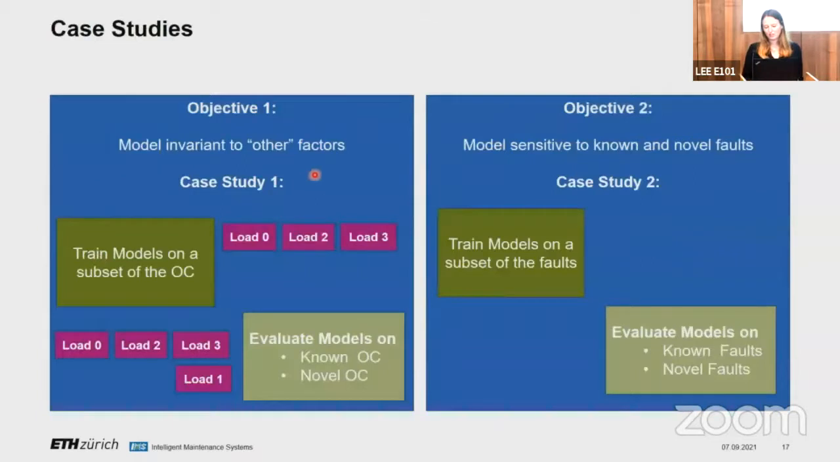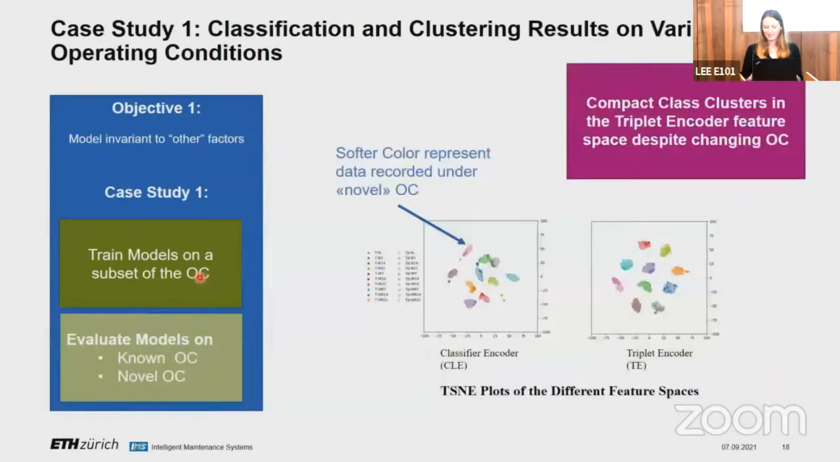So these are the 2 experiments I will show you now. In the first, we try to achieve objective 1, where the model is invariant to other factors, and the other one where the model is able to classify but also detect novel faults. Again, I will explain it here. Looking at case study 1, objective being invariant to other factors.